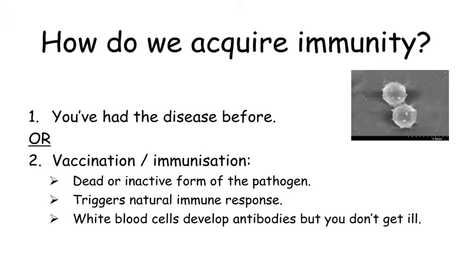Having immunity against a disease means that your immune system can destroy a pathogen by producing the right antibodies before that pathogen can make you ill. This happens when white blood cells have made those antibodies before. You can acquire immunity in two ways. Either you have had the disease before, or by vaccination.